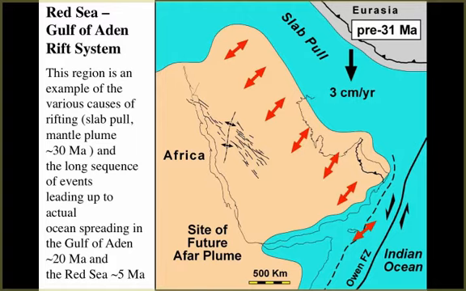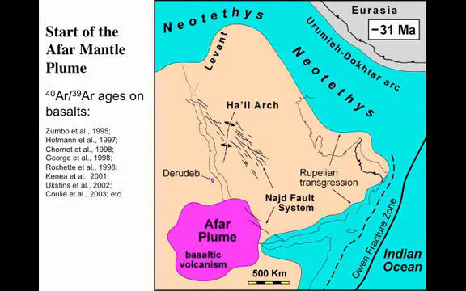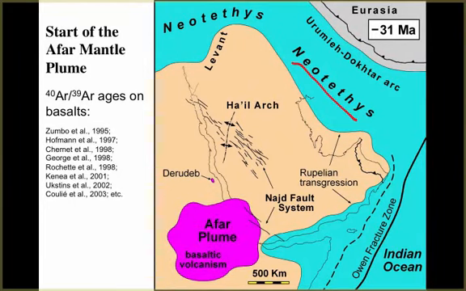And there's a long sequence of events leading up to the actual ocean spreading in the Gulf of Aden around 20 million years, and in the Red Sea at about 5 million years. Slab pull is taking place along this collisional system in southern Iran. At around 31 million years, we have the Neotethys Ocean, the Indian Ocean here, this Owen fracture zone, the Gulf of Aden, or the proto-Gulf of Aden, and the start of the Afar plume that gave us this basaltic volcanism as part of the mantle plume.